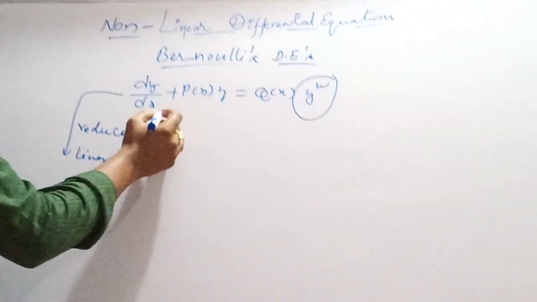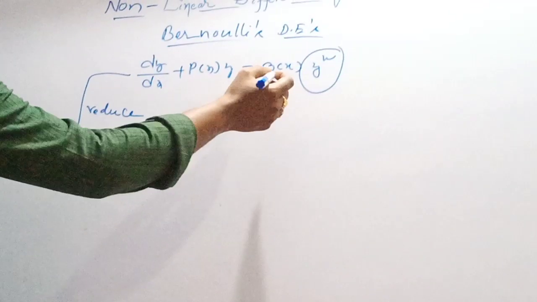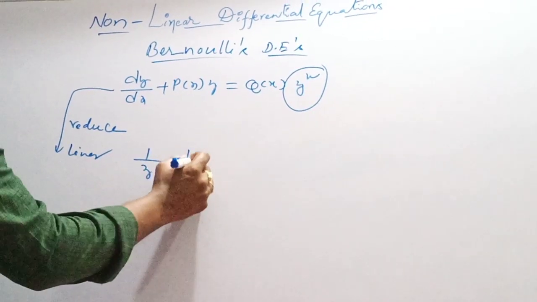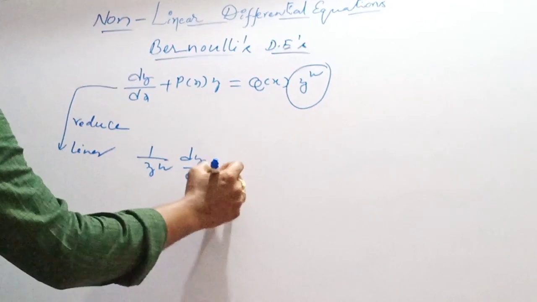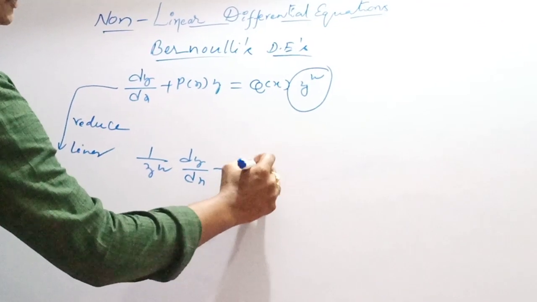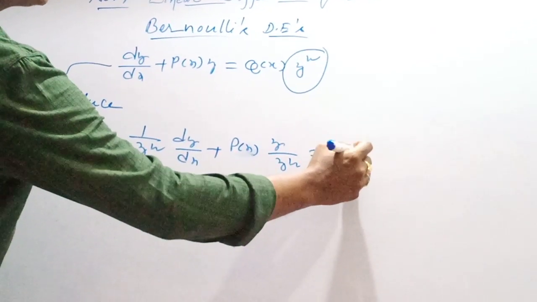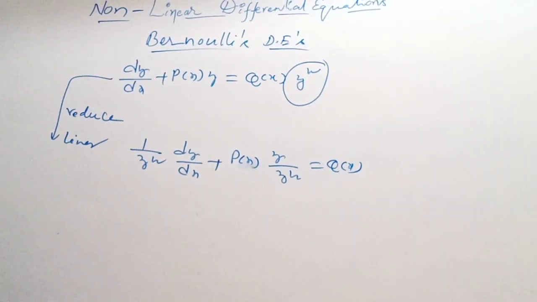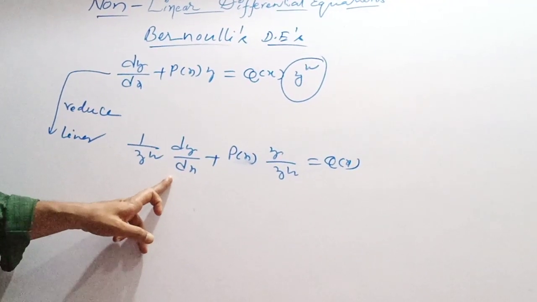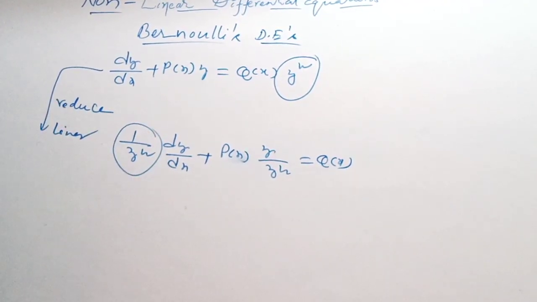Okay, so you multiply by 1 by y to the power of n on both sides. So we have 1 by y power n into dy by dx plus p of x into y by y to the power of n equal to q of x. But it is not a linear equation. The linear equation must have the dy by dx coefficient equal to 1. Again you reduce this to the 1 by y to the power of n form.